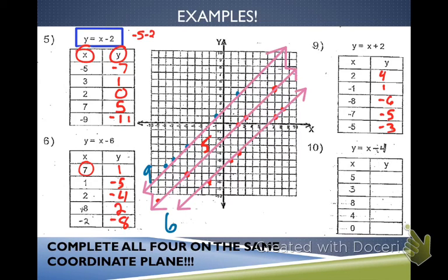Number 10. All right, the rule is x minus 4. So 5 minus 4 is 1. 3 minus 4 is negative 1. 8 minus 4 is 4. 4 minus 4 is 0. And 0 minus 4 is negative 4.